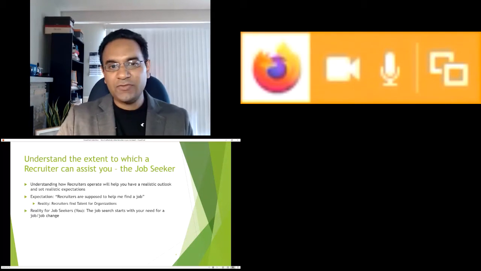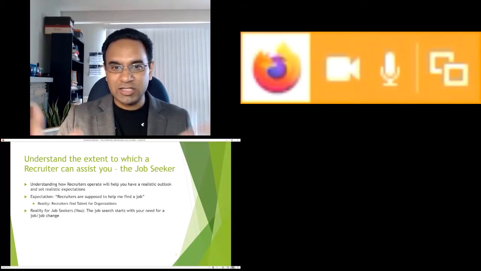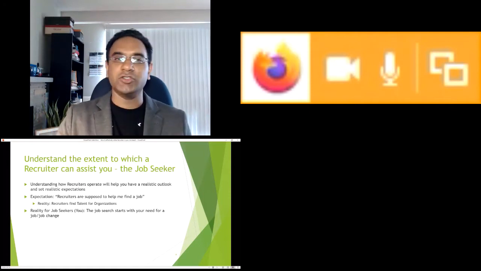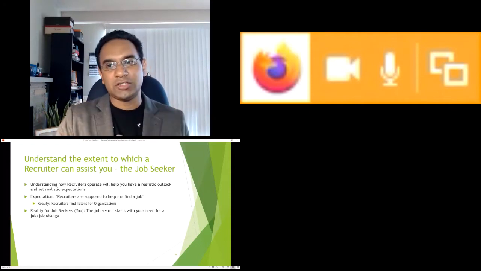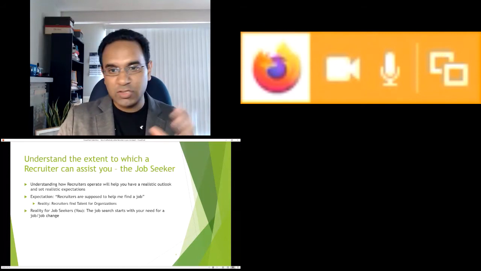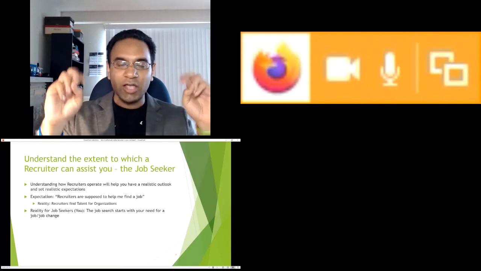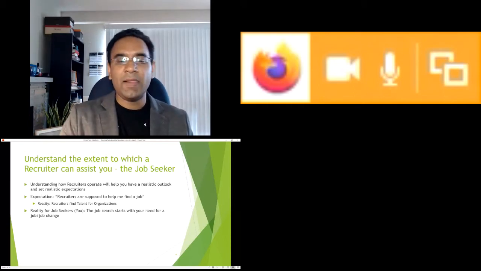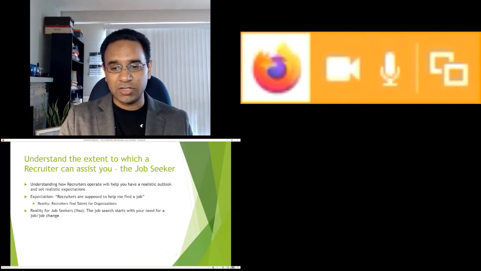And look, the reality for job seekers such as yourself is, and this is another important point, so if you're taking notes, make sure you write this down: for job seekers, the job search starts with your need for a job, for a new job, or for a job change. That's how the job search cycle starts for the job seeker. I need a job or I want to change my job. That's where the whole thing starts for you as a job seeker.